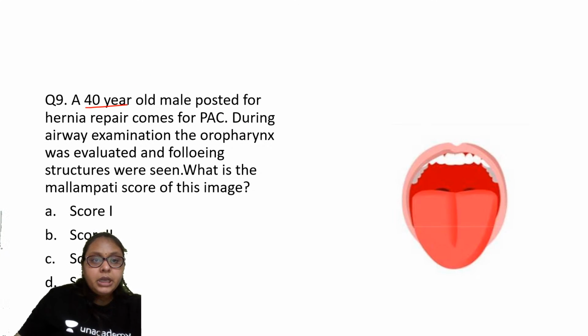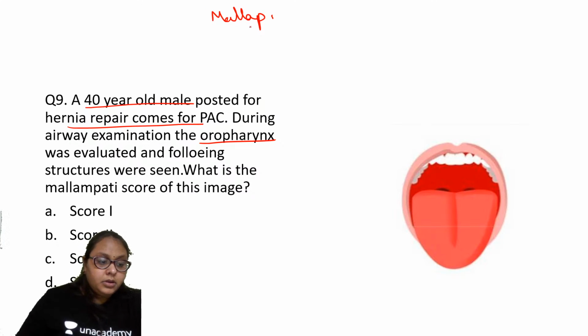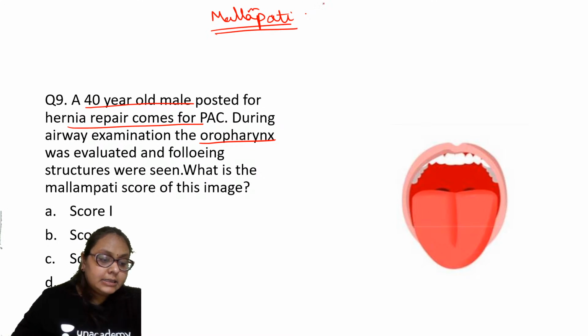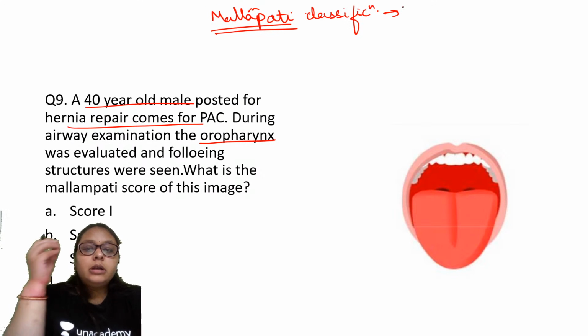Okay. 40-year-old, hernia repair, oropharynx, falling structures. So Mallampati. Mallampati classification. Okay. Mallampati score. Okay, in this what is done?